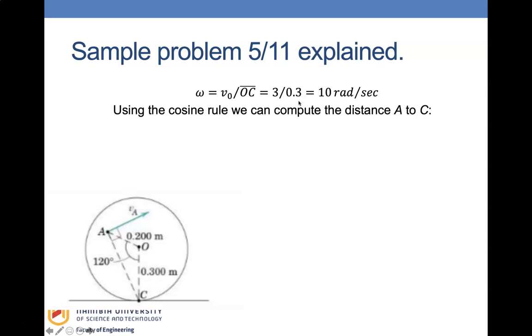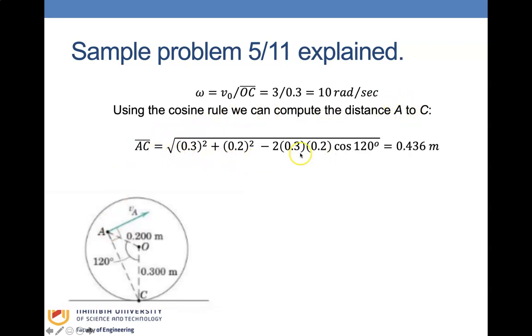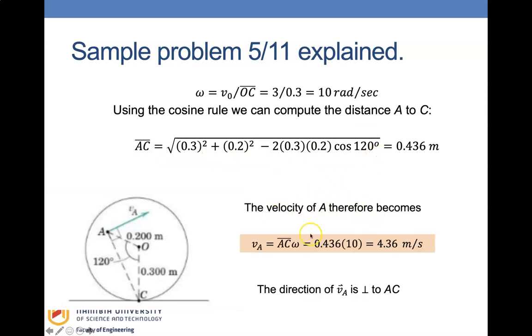So now we have the angular velocity for the body. To find the linear velocity of point A, we use the cosine rule to find AC. Hence, we compute the velocity to be AC multiplied by omega, which yields 4.36 meters per second. The direction of the velocity vector v of A is perpendicular to AC.